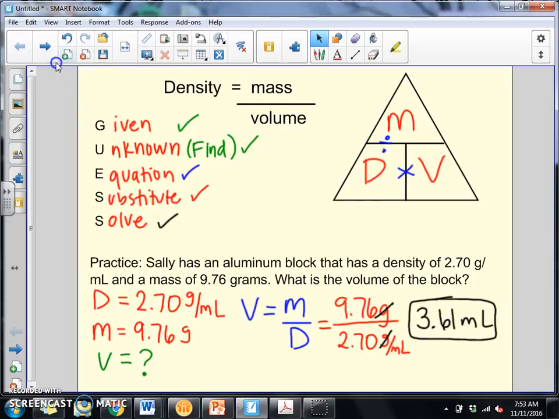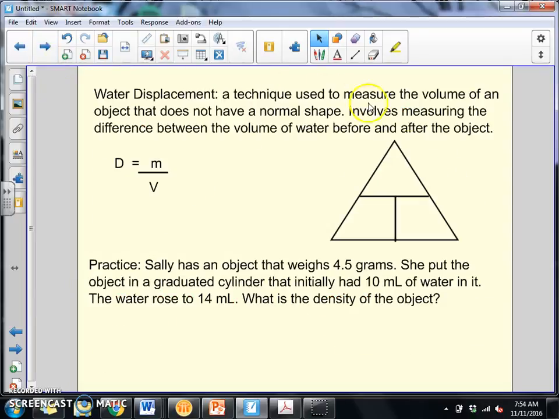Now, there are two types of problems that you will see. The second is called water displacement. Now, I've got the definition written up here, so if you need to pause it to write it in your notes, please do so. So water displacement is a technique used to measure the volume of an object that does not have a normal shape. It involves measuring the difference between the volume of water before and after the object.